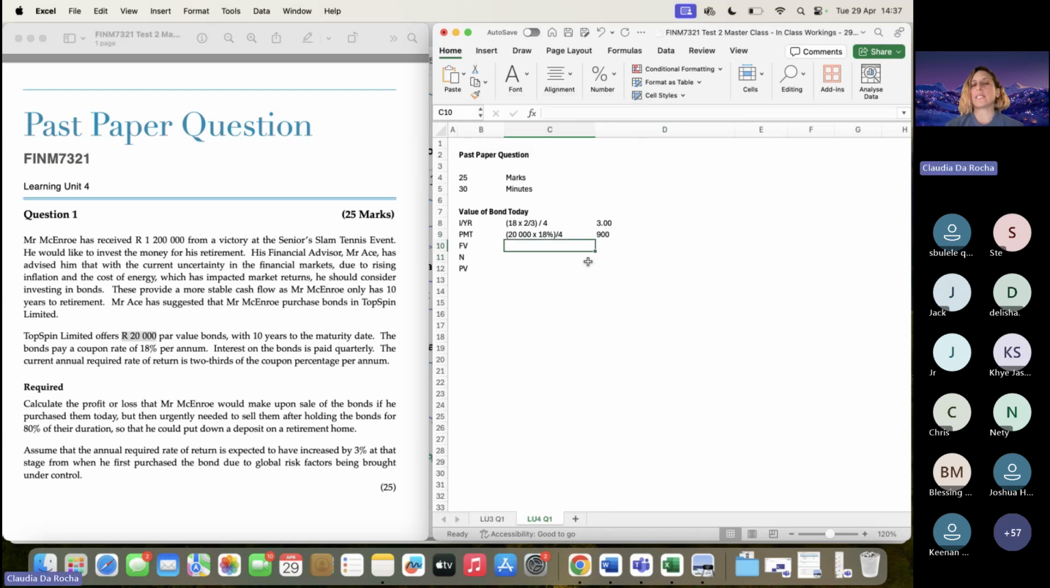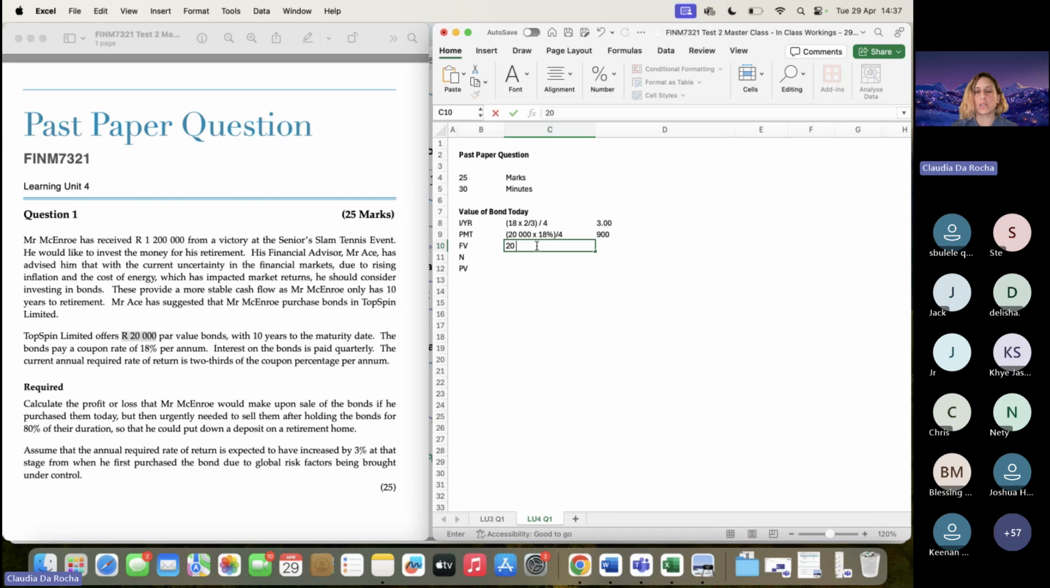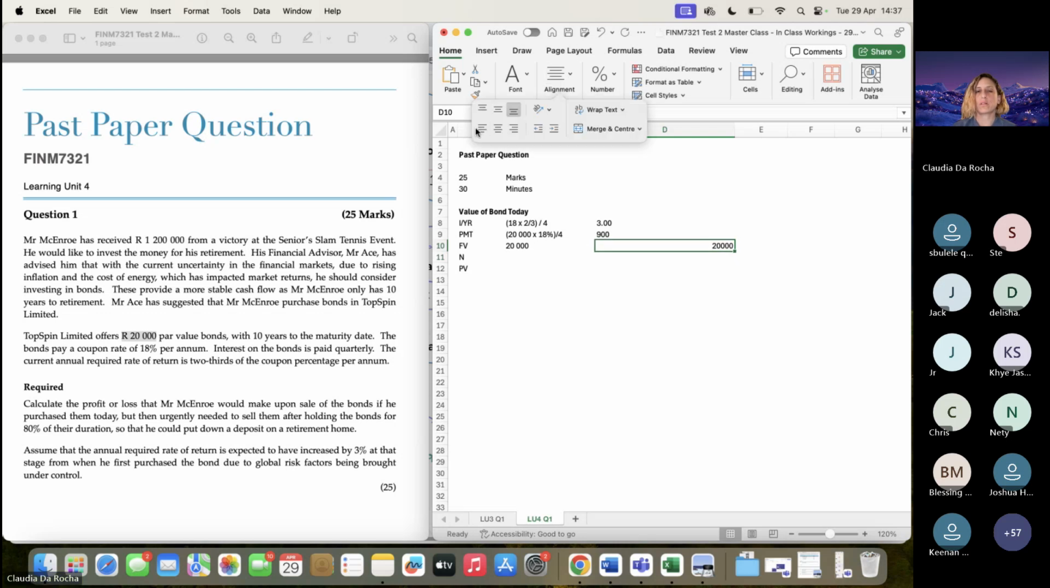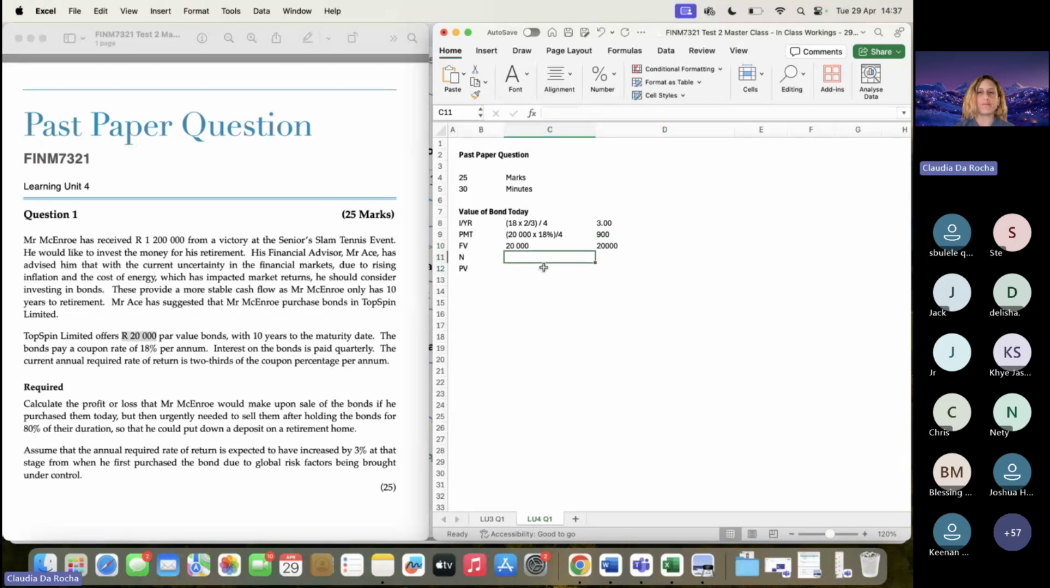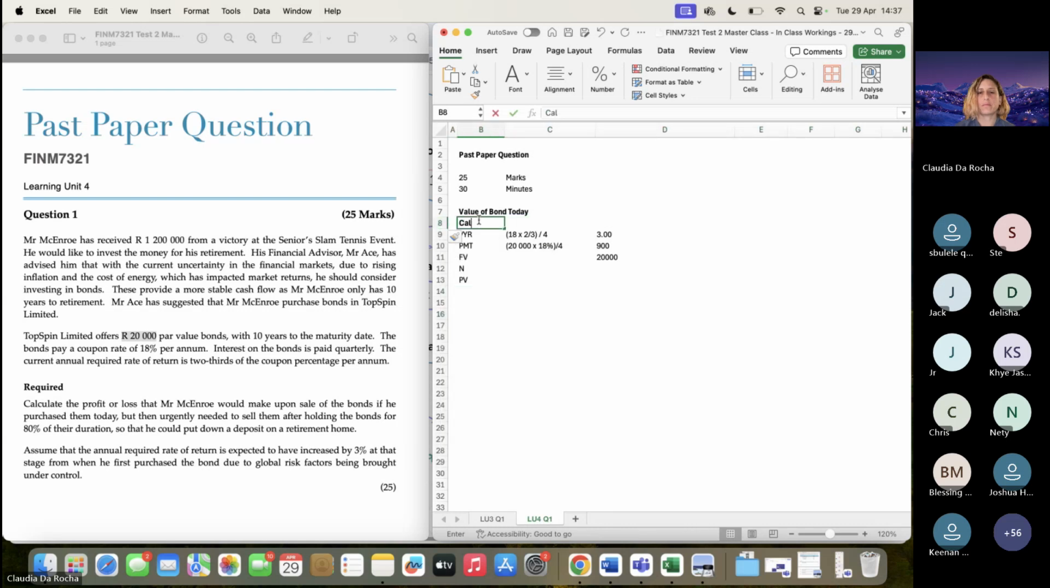Okay, your future value is easy. It's your par value, your face value, nominal value of your bond. They've told you it's 20,000. So we know it is 20,000. Okay, so no issue there. Your N, just specify here.